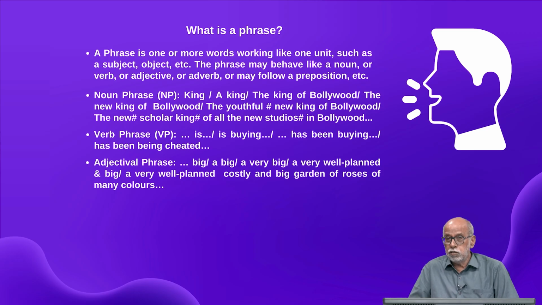Every time he bought what he thought was a rose, he was given a plastic rose. So the king has been being cheated. So has been being cheated is a verb phrase which behaves like one verb.